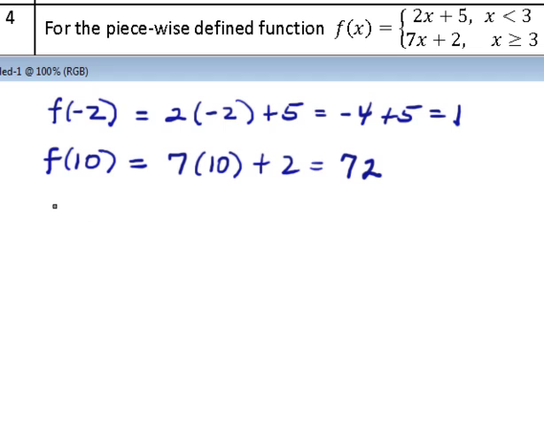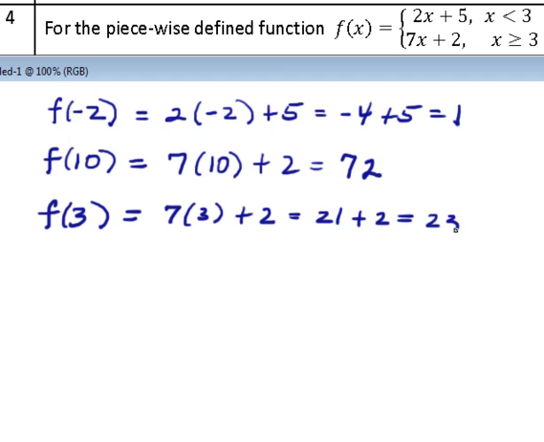And now we want to find f of 3. All right, so since 3 is in this interval, x greater than or equal to 3, we use the bottom expression again, 7 times 3 plus 2. So that's 21 plus 2, or 23.